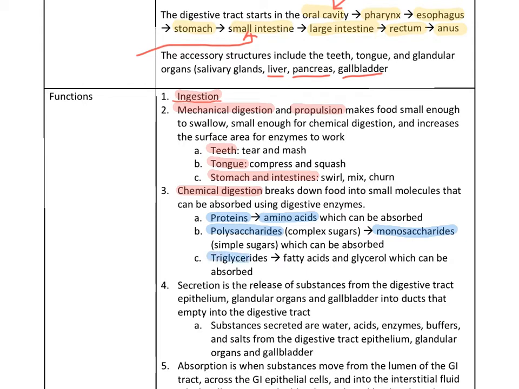And then triglycerides get absorbed, and they're kind of unique. Large lipids break down into triglycerides. Triglycerides then get absorbed, and then they're going to form chylomicrons. So we'll talk about that later in the chapter. Okay, and once the triglycerides are in the body, they can be stored or they can be broken down into fatty acids and glycerol.